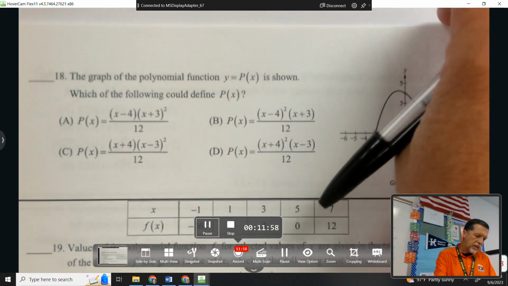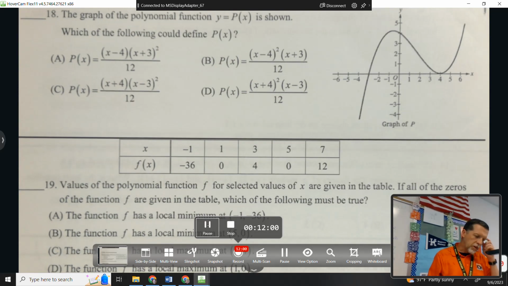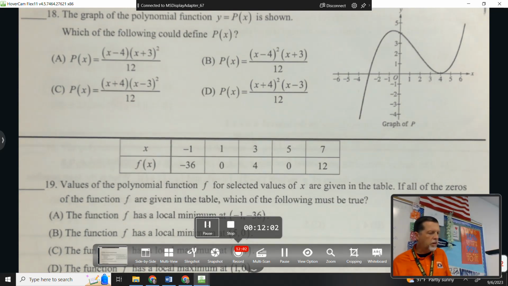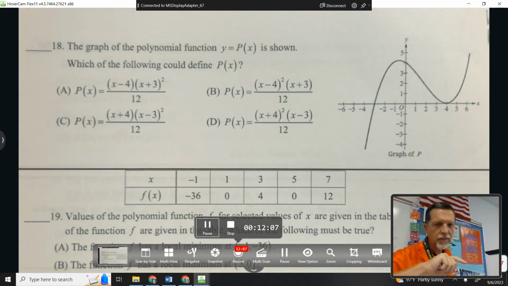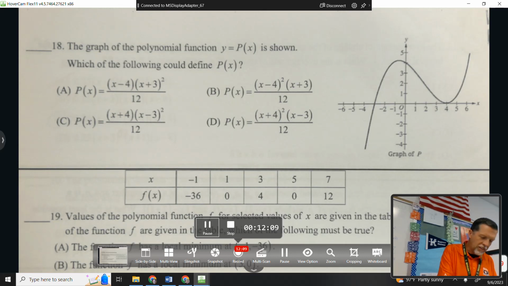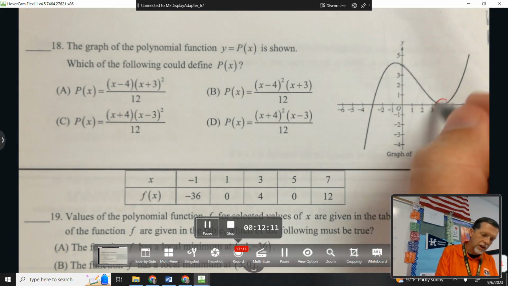Number 18. The graph of the polynomial is shown. Which of the following could define P of x? Oh, this is similar to the one we did earlier. This is very similar to the one we just did a minute ago. I got a double root at x equals 4.